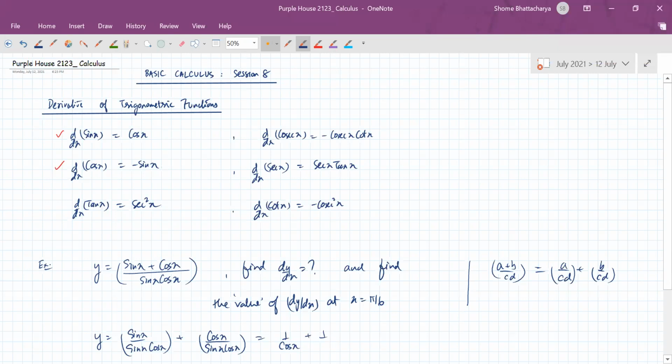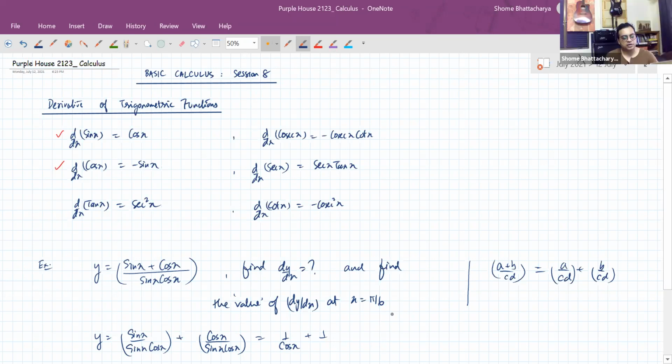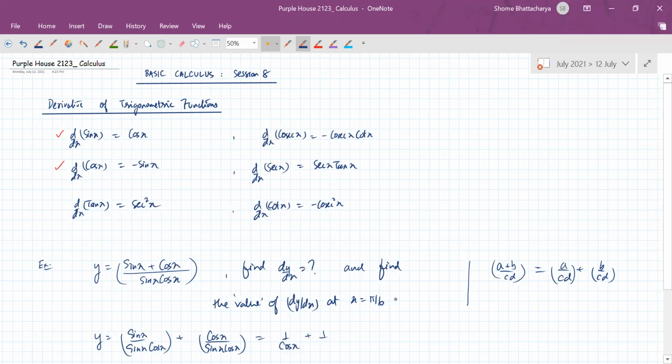Here x is equal to pi by 6. Yes, pi by 6, that's correct. Pi by 6 is the same thing as 30 degrees in radians.